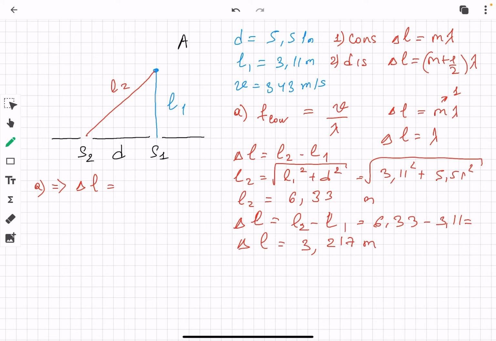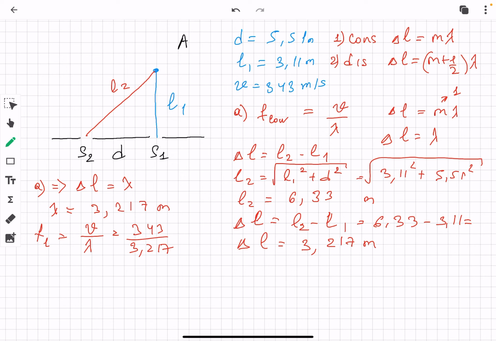So in part A, delta L is equal to lambda, because it says the lowest frequency for which there is a maximum signal due to constructive interference. Therefore lambda itself is 3.217 meters, and the lowest frequency will be V over lambda. V here is 343, divided by 3.217. This is part A.